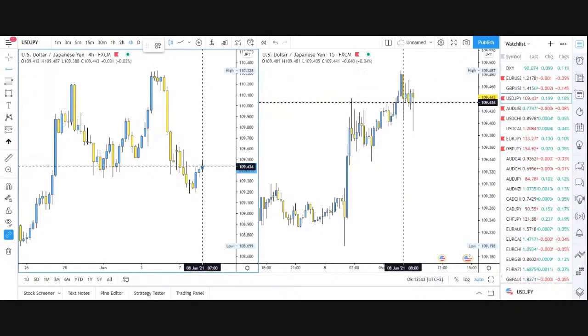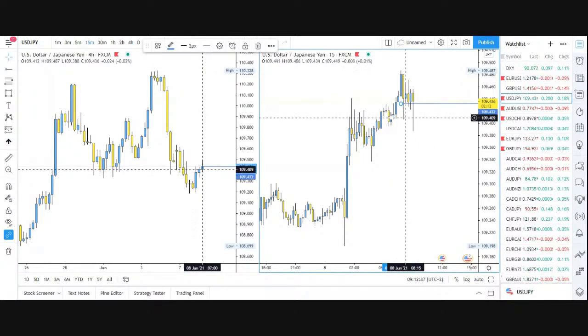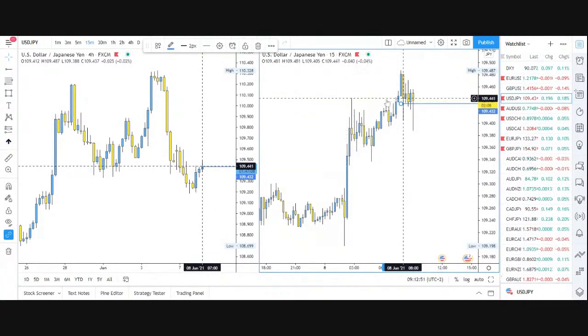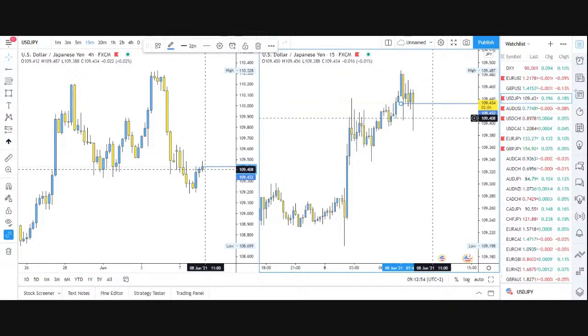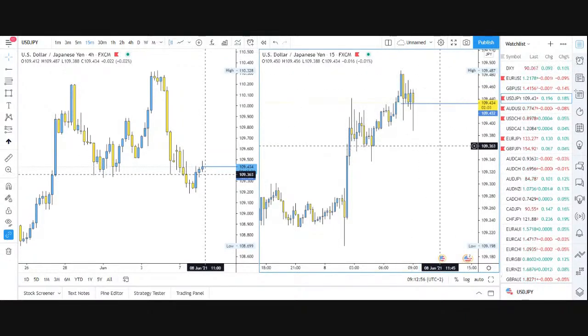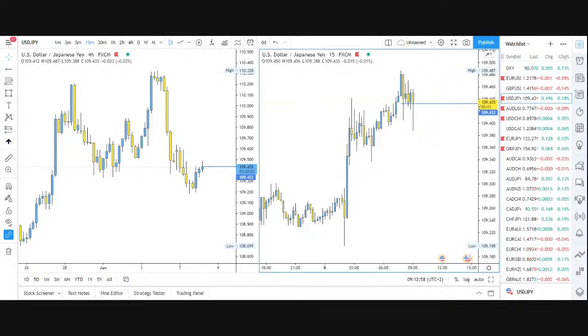So yeah, this area right here is starting to look like we're forming a higher low in around this region, so there's potential for us to actually go higher.